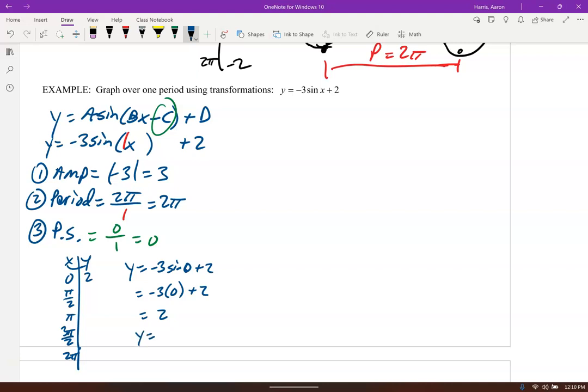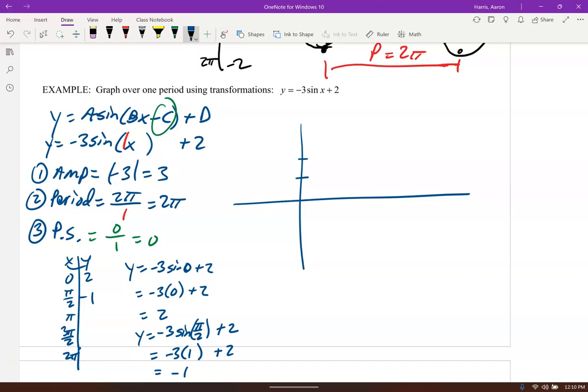Then we're going to plug in pi halves. We know the sine of pi halves is 1. So we got negative 3 times 1 plus 2. Well, negative 3 plus 2 is negative 1. Remember, our midline, the whole thing got bumped up 2, so that's my midline on this thing. So I got 0, 2. Let me put on my pi halves, pi, 3 pi halves, and 2 pi. So at pi halves, I've got negative 1.